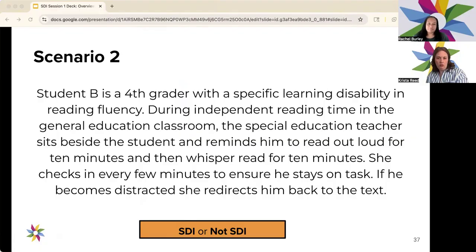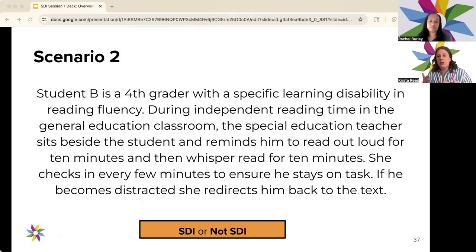When we gave the poll, the majority of folks said this is not SDI. A few folks said maybe that it was, and so we ended up talking about this a little bit more, right? This teacher is certainly providing monitoring and redirecting the student back to task. The student has a specific learning disability in reading fluency. So if we make the assumption that the student need in this lesson is reading fluency support, right, to grow and become more skillful in their reading fluency, this is not an evidence-based practice for that. And there's almost no instruction happening, right?